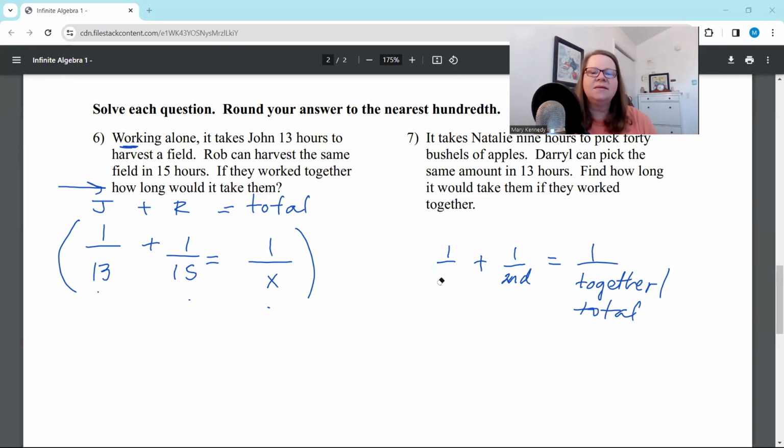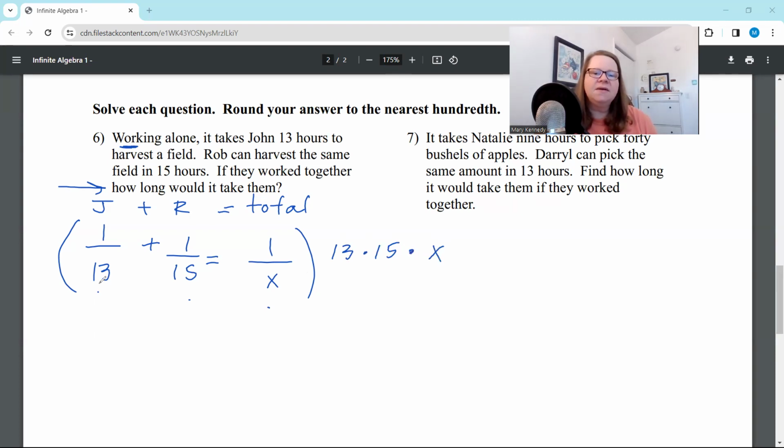Let me erase this so I have some space over here. We're going to multiply everything by the 13. And we're going to multiply it by the 15, and we're going to multiply it by the X. And that's going to get rid of our denominators here. So let's come over here and let's do that. So 1/13 times 13 times 15 times X. Now, I'll think of that as over 1.